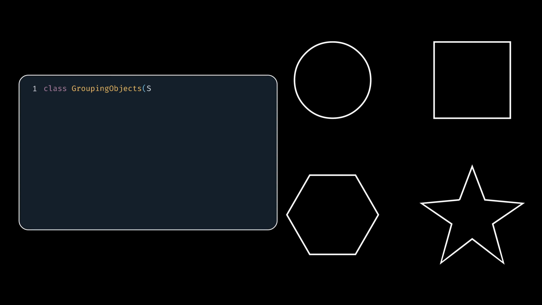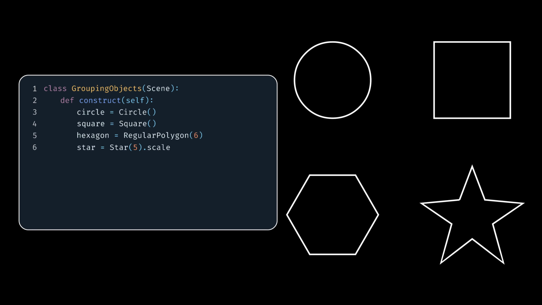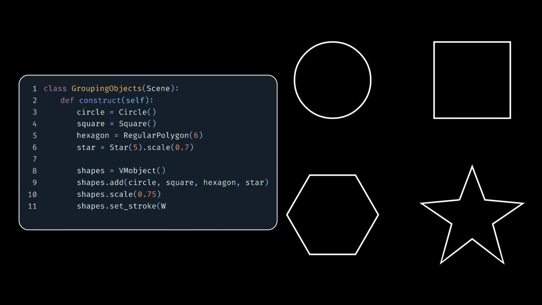To prevent this cumbersome way of dealing with objects, let's define a variable shapes and instantiate it as a VMobject. And all of these shapes are added to this variable. This way, setting the attributes becomes much easier. I mean, I can set the width or the height. I can even scale them or set the color with just one line of code.